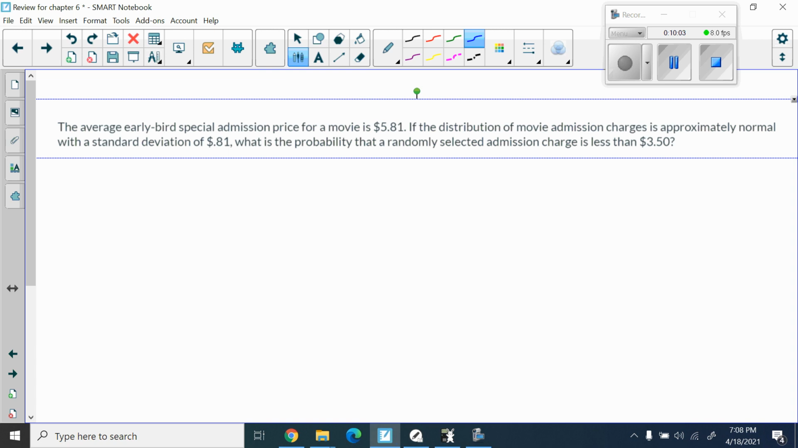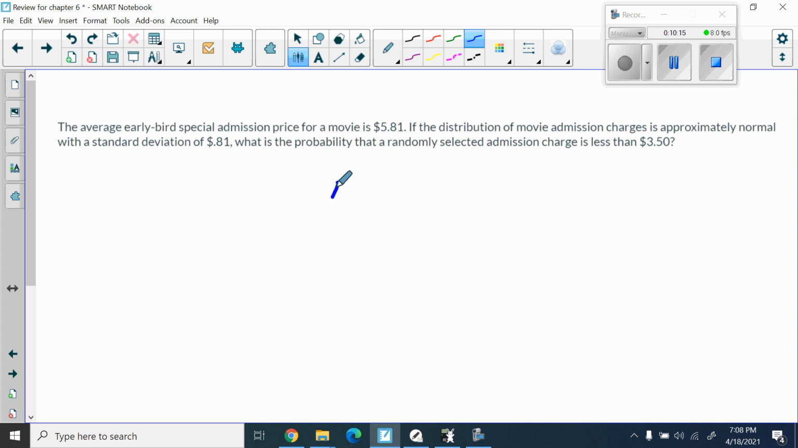6.2 is just taking things a step further through this, and we're going to go ahead and calculate these. So the average early bird special admission price for the movie is 5.81. So that's our mean. With a standard deviation, so our standard deviation is equal to 0.81. What's the probability that a randomly selected admission charge is less than 3.50?